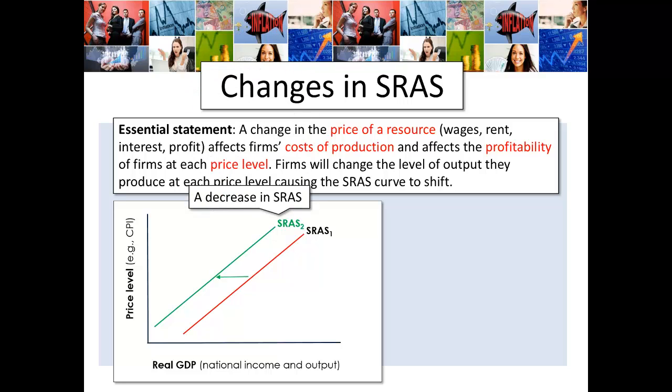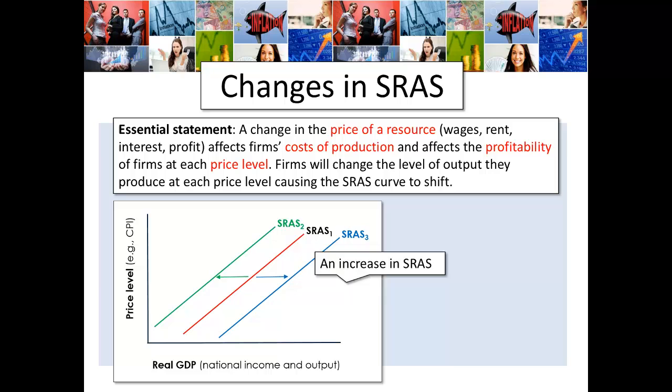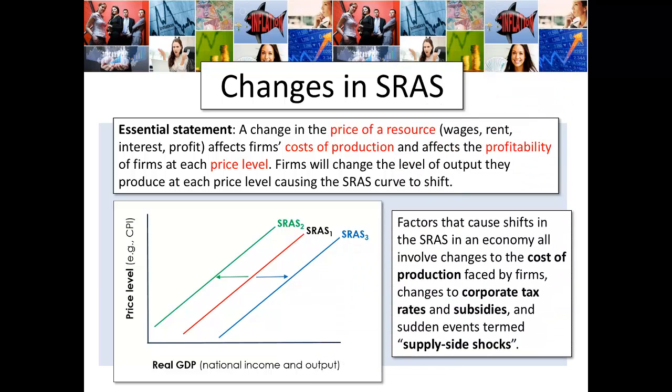A decrease in the short-run aggregate supply or an increase in the short-run aggregate supply. Factors that cause shifts in the short-run aggregate supply in the economy all involve changes to the cost of production. Remember that. They all involve changes to the cost of production faced by firms. So things like changes to the corporate tax rates, subsidies, and sudden events which can be termed supply side shocks. Let's look at each of these in turn.